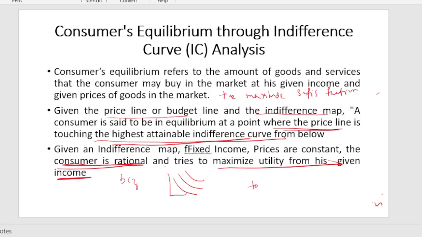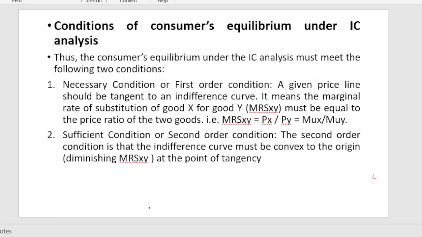So consumer equilibrium is the tangency between the indifference curve and the budget line, which we will see in the next part, the condition of equilibrium under the indifference curve. According to the indifference approach, in order to attain the consumer's equilibrium, there are two conditions: the first order condition and the second order condition.